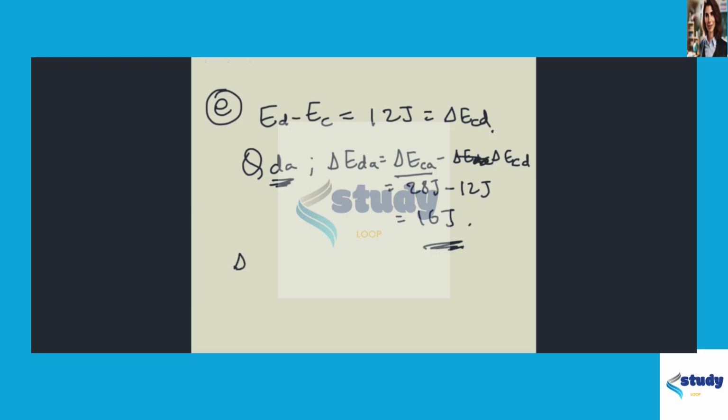From this, delta E_DA is equal to, using the first law of thermodynamics, Q_DA minus W_DA, which means that Q_DA is simply delta E_DA plus W_DA. Delta E_DA is 16 joules, and the work done during DA is obviously 0, because if you remember, the volume does not change during the process DA, which means it is equal to 16 joules.